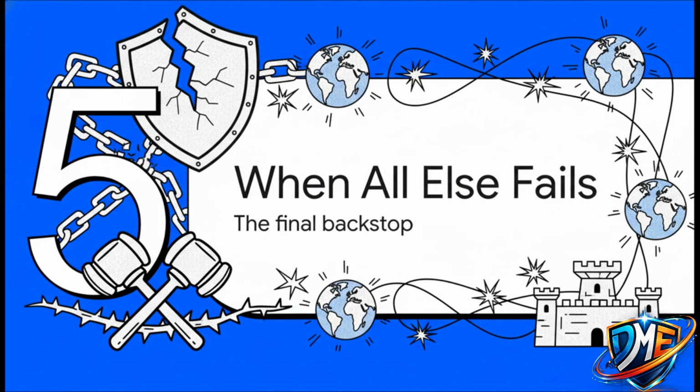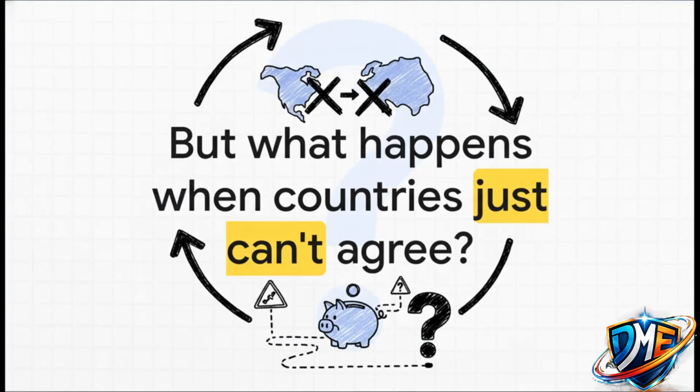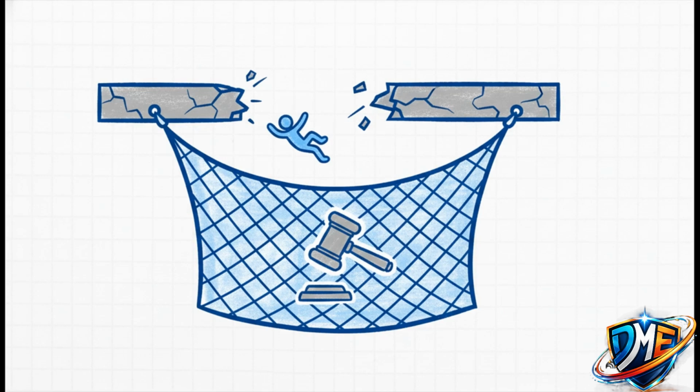So we've talked about prevention and we've talked about negotiation, but what about those really, really tough cases where the two sides just dig in their heels? This brings us to the final piece of the puzzle, the last resort for when diplomacy just isn't cutting it. Remember, the MAP process only requires countries to try to reach an agreement. It doesn't actually force them to. So what happens when they hit a wall, when they're at a complete and total impasse? The taxpayer is still stuck in the middle, facing double taxation. Is that just it? Is it game over? No, it is not the end of the road.